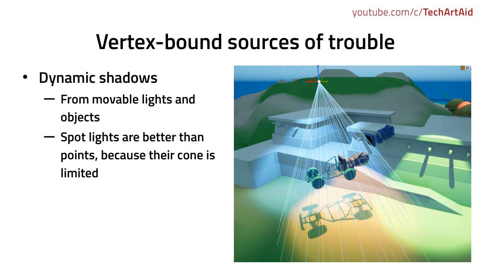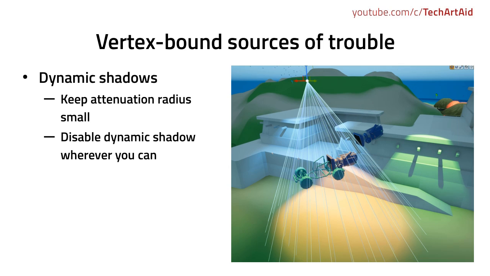So as I said before, dynamic shadows can be a vertex-bound source of trouble. The heavier meshes the light has on its way, the bigger the performance cost. So to avoid it, it's best to disable dynamic shadows wherever you can. Probably for many of your lights you don't need dynamic shadows, or you can change them to static. Then it's also a very good practice to keep the attenuation radius as small as you can. This will not only limit the cost of shadowing, but also the cost to render the light in pixel shaders.